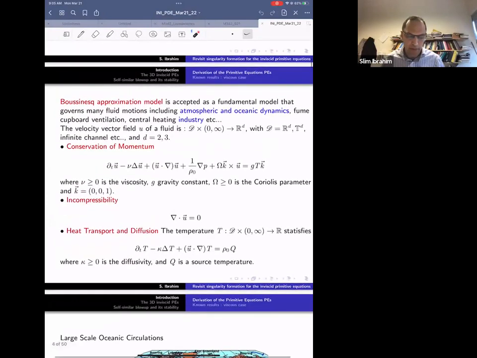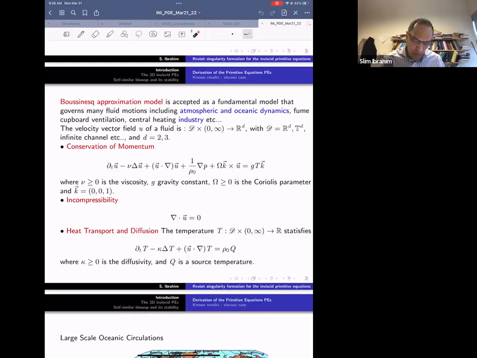So the primitive equations were derived from the very well-accepted model that is the Boussinesq equations. So let me try to remind the Boussinesq equations. This consists of two equations or three on the velocity field of a fluid. So u is normally three-dimensional or two-dimensional. We can set this Boussinesq equation on a spatial domain D, across time. And the domain D can be periodic, can be the whole space, an infinite channel, or other types of domains.